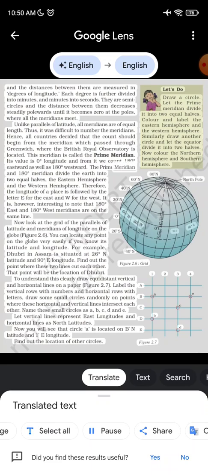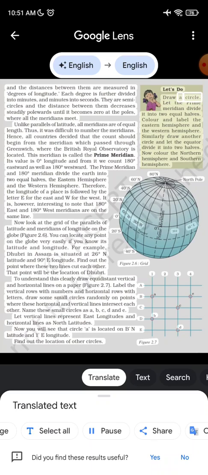The prime meridian and 180 degrees meridian divide the Earth into two equal halves, the eastern hemisphere and the western hemisphere. Therefore, the longitude of a place is followed by the letter E for the east and W for the west. It is, however, interesting to note that 180 degrees east and 180 degrees west meridians are on the same line.